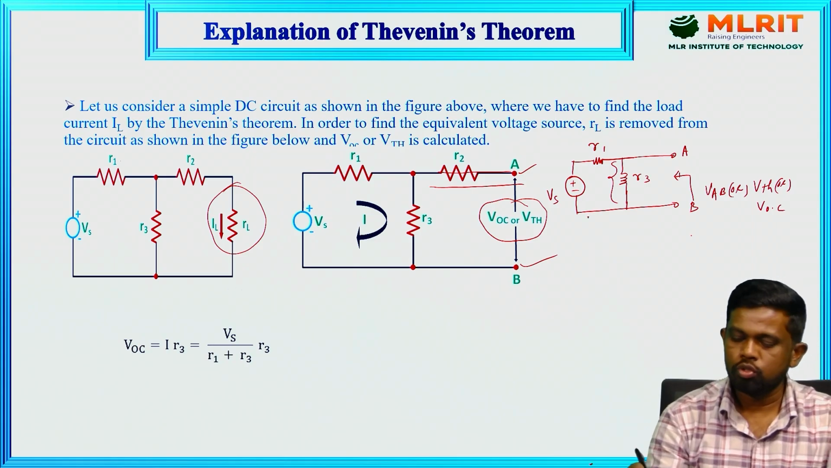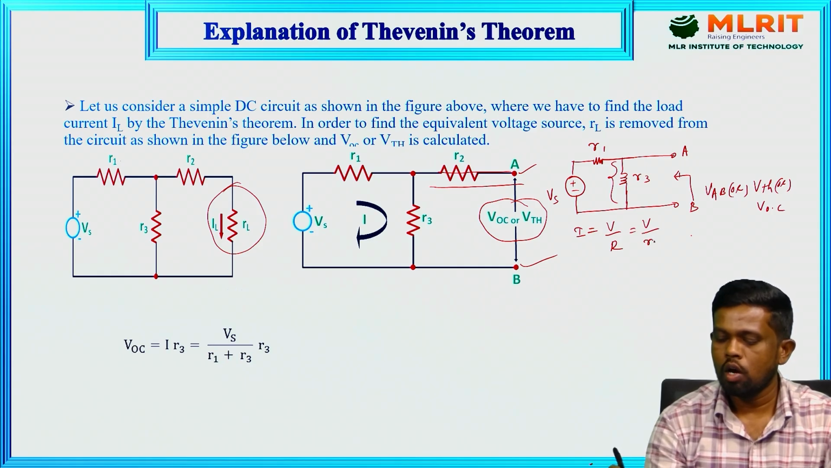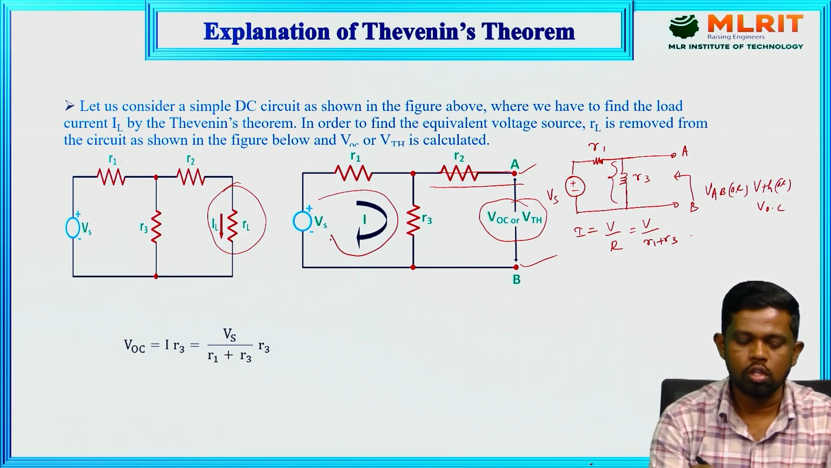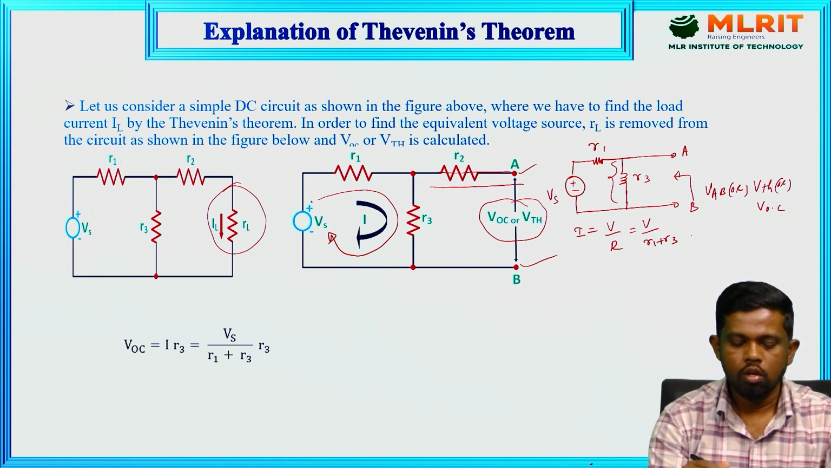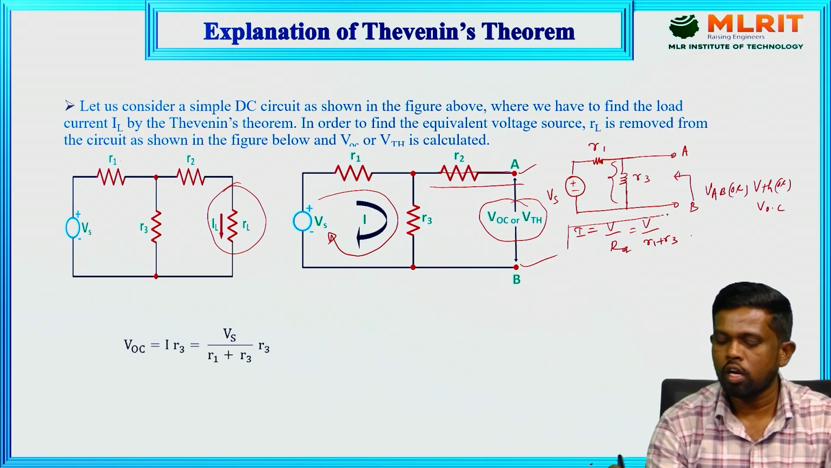For that we need to find the current of the network. According to Ohm's law, I equals V by R, that means V divided by R, where R is R1 plus R3. Why? Because whatever current is given by the voltage source should circulate through this path only. The current through R1 and also R3 is the same, so both are in series. So the equivalent R of this whole network is R1 plus R3, and I equals V by R1 plus R3. This is the way to get the total current of the circuit.